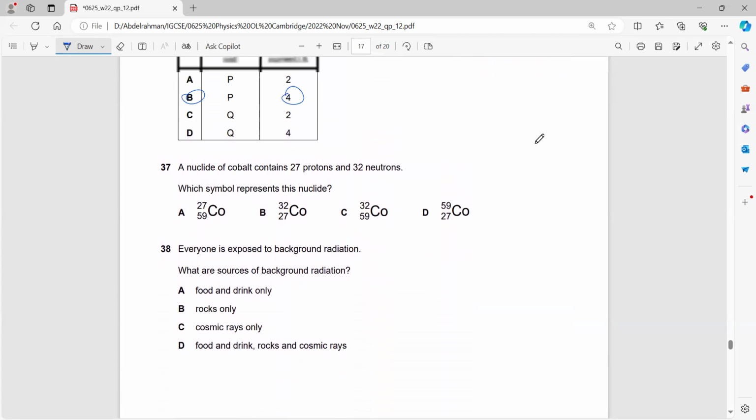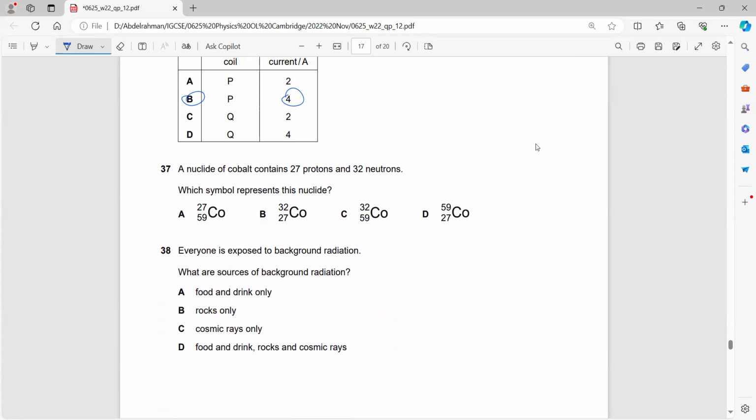The nuclide of cobalt contains 27 protons and 32 neutrons. Which symbol represents this nuclide? 27, 27. It cannot be B. Why? Because you do not write the number of neutrons. You actually write the mass number, which is 32 plus 27.